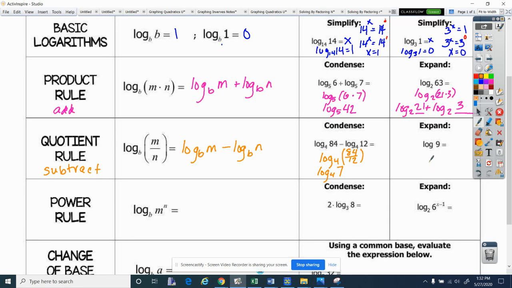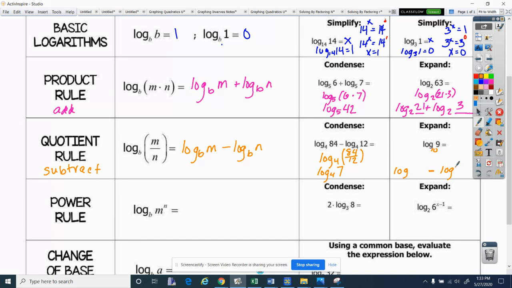All right, so now let's expand. And since I'm expanding and I'm using the quotient rule, that means I'm going to be subtracting 2 logs of the same base. And in this case, my base is what? 10, because there isn't anything written here. Remember, there's that little invisible 10.